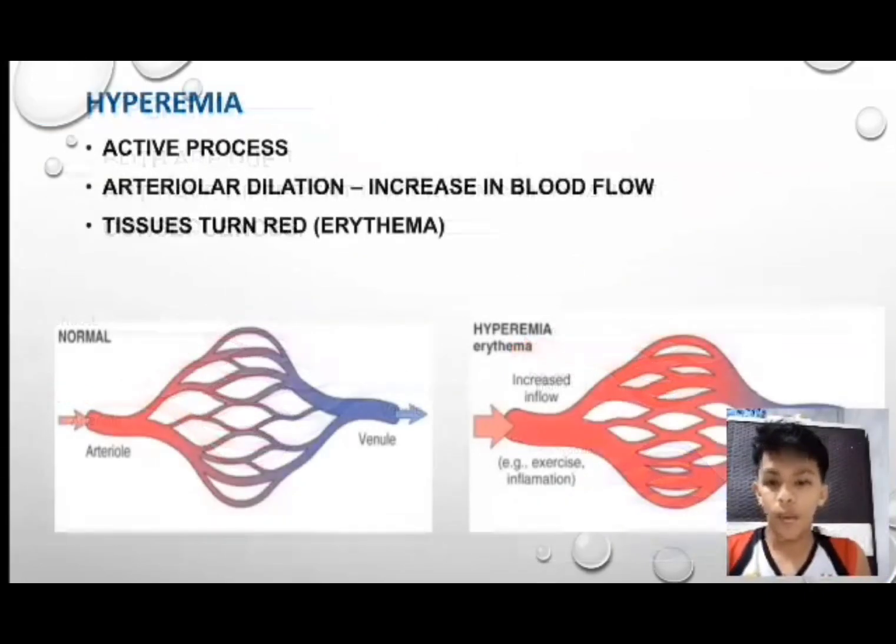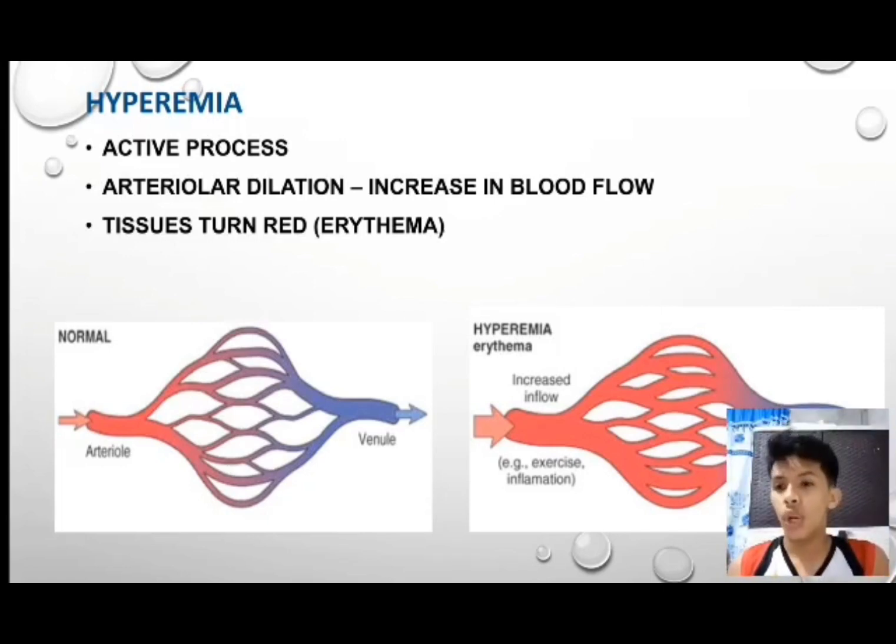Hyperemia is the process in which arteries get dilated, for example, in skeletal muscle during exercise or at the site of inflammation. When the artery is dilated, there is an increase in the blood flow to the tissues. When the blood flow to the tissue is increased, the tissue turns red. That is erythema. The redness is because of increased supply of oxygenated blood to the tissue.